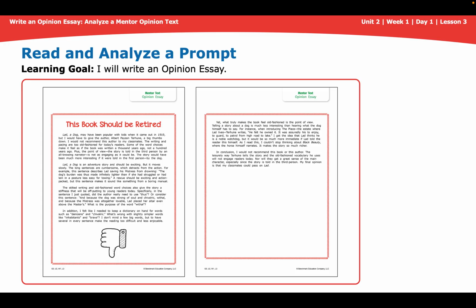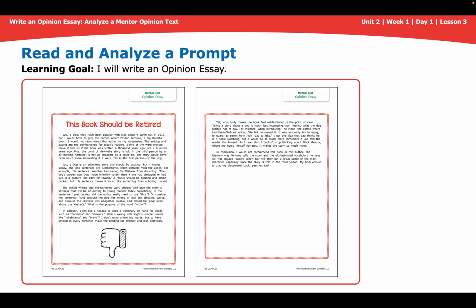This book should be retired. Laddie Dog may have been popular with kids when it came out in 1919, but I would have to give the author, Albert Payson Terhune, a big thumbs down. I would not recommend this author to my classmates. The writing and pacing are too old-fashioned for today's readers. Some of the word choices make it feel as if the book was written 1,000 years ago, not 100 years ago. Plus, the point of view the story is told in, the third person by an all-knowing narrator, is not as engaging as it could be. The story would have been much more interesting if it were told in the first person by the dog.